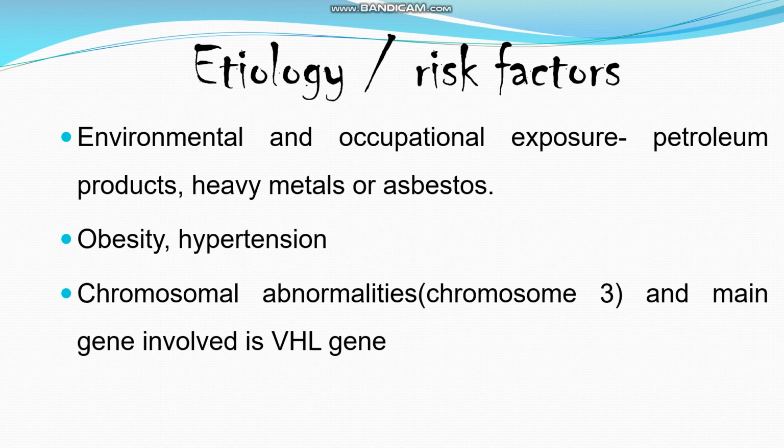Genetically speaking, there are some abnormalities caused in the chromosomes. Here chromosome 3 is affected. In chromosome 3, the gene mainly affected is the VHL gene, von Hippel-Lindau gene. This gene is a tumor suppressor gene. It is able to suppress the unwanted growth of the renal cells. So when this gene is not functioning properly, the cells will grow in an uncontrolled way. That is what happens in the cancer cells.